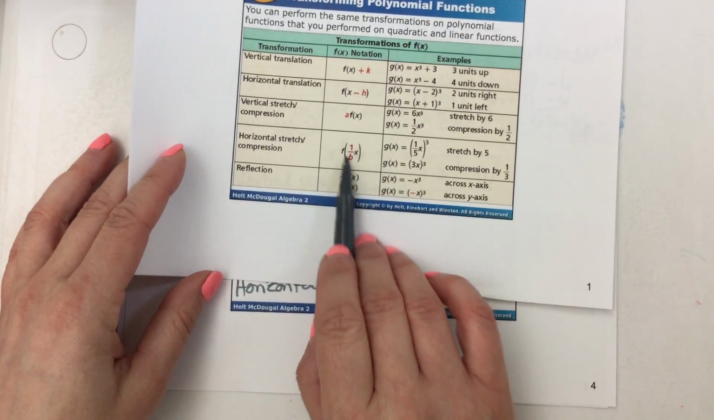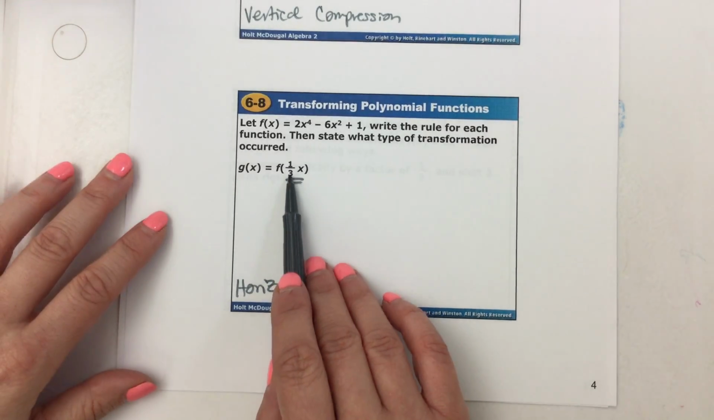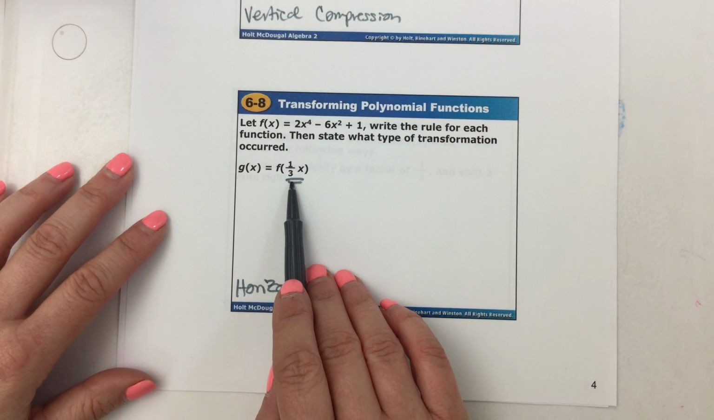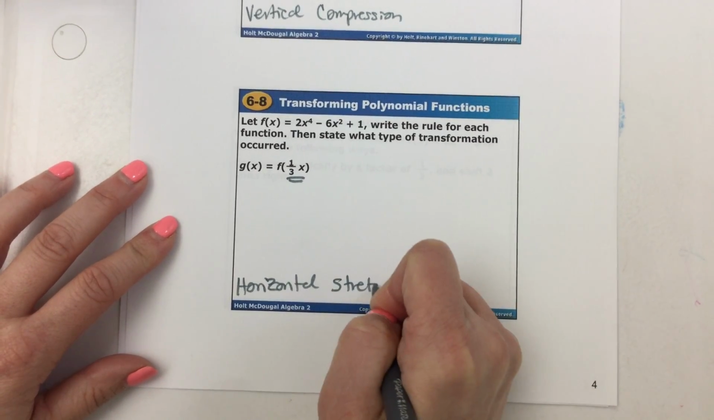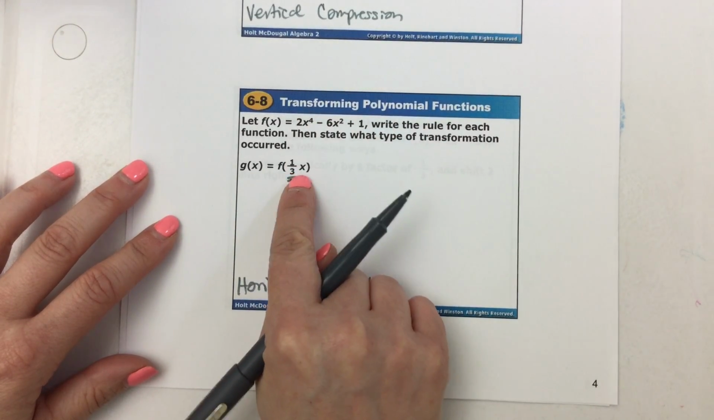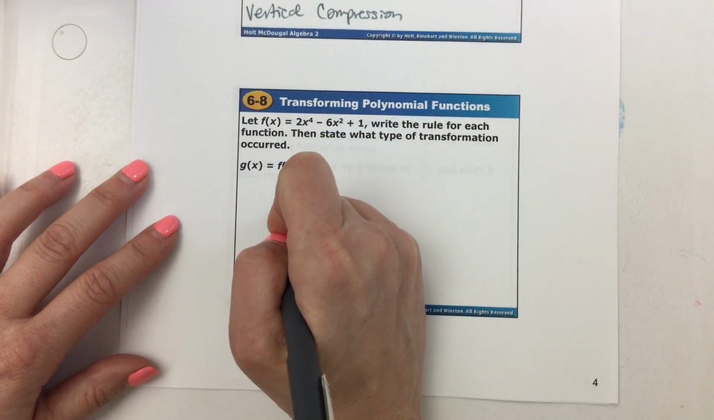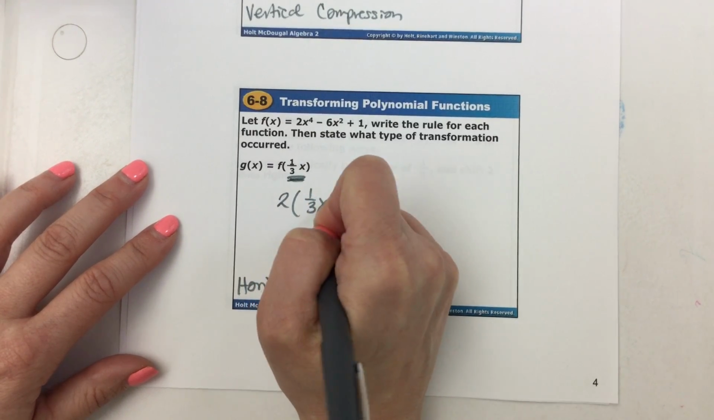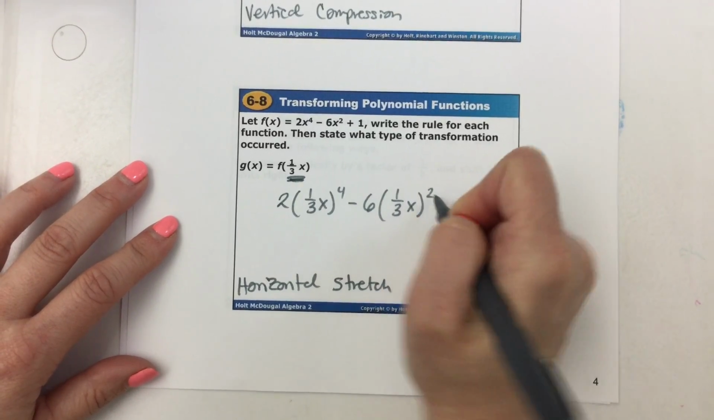So to see if it's a horizontal stretch or compression, remember when you're multiplying to the x, you take the reciprocal. If I take the reciprocal of 1/3, if I flip 1/3 over, it's 3/1. 3 is bigger than 1, so this is a horizontal stretch. Now to find the new rule, whatever's in parentheses, we keep it and we replace all of the x's with 1/3x. So 2 times 1/3x to the power of 4 minus 6 times 1/3x to the power of 2 plus 1.